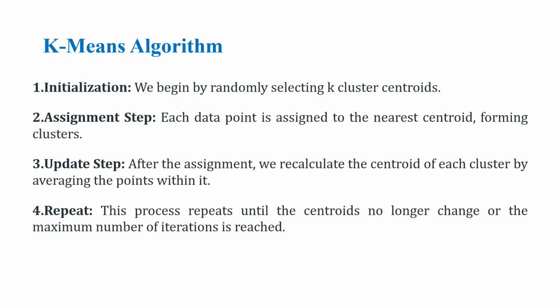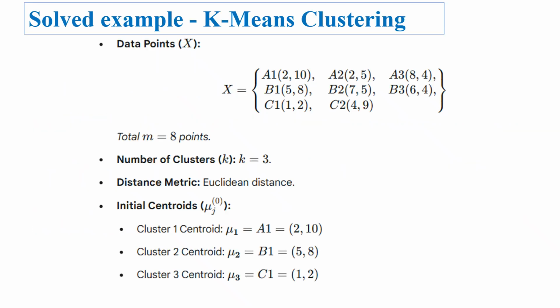Next, the K-means algorithm steps. First, initialization: we randomly select K cluster centroids. The next step, assignment: we assign each data point to the nearest centroid, forming the clusters. Next, the update step: after the assignment, we recalculate the centroid of each cluster by averaging the data points within it. Next, we repeat the same steps until the centroids no longer change or the maximum number of iterations is reached. So here we are going to solve a problem.